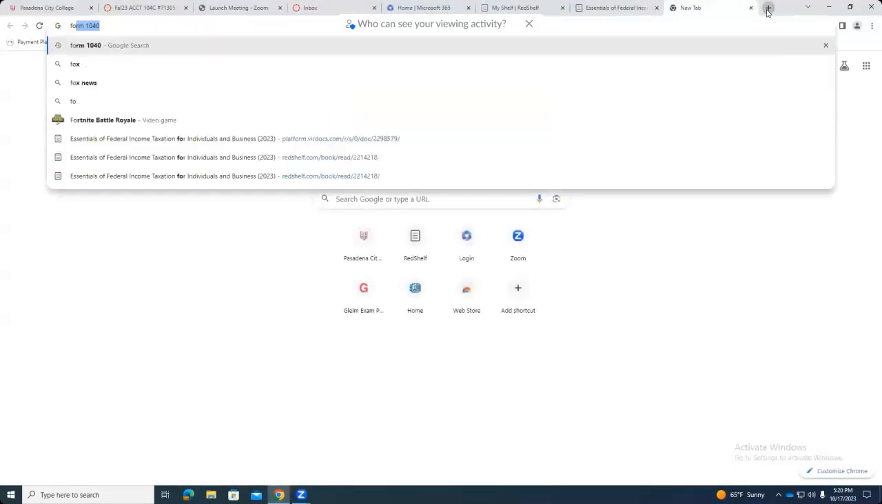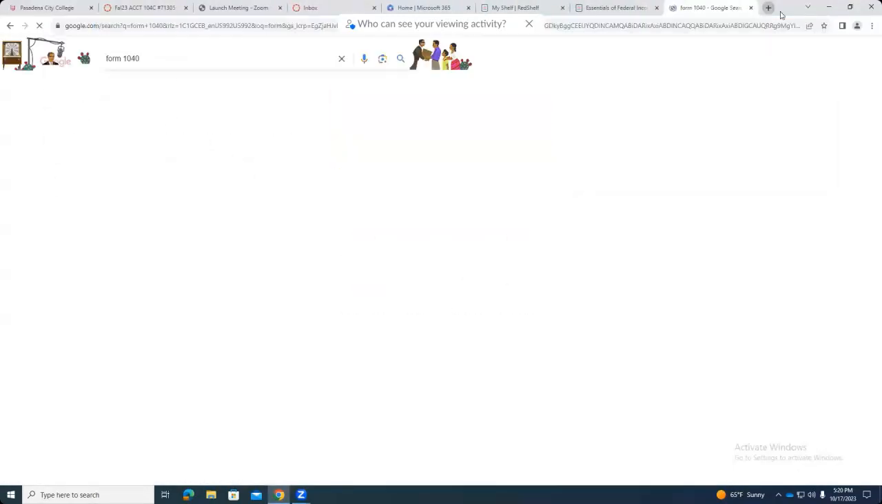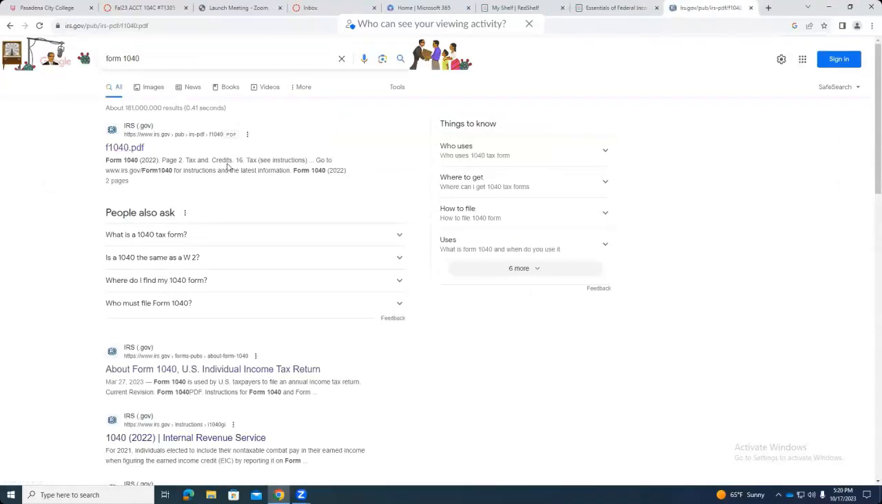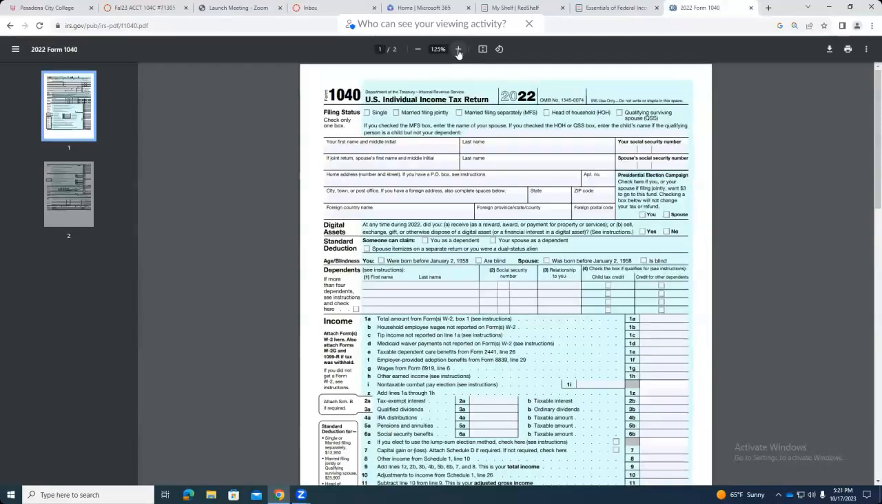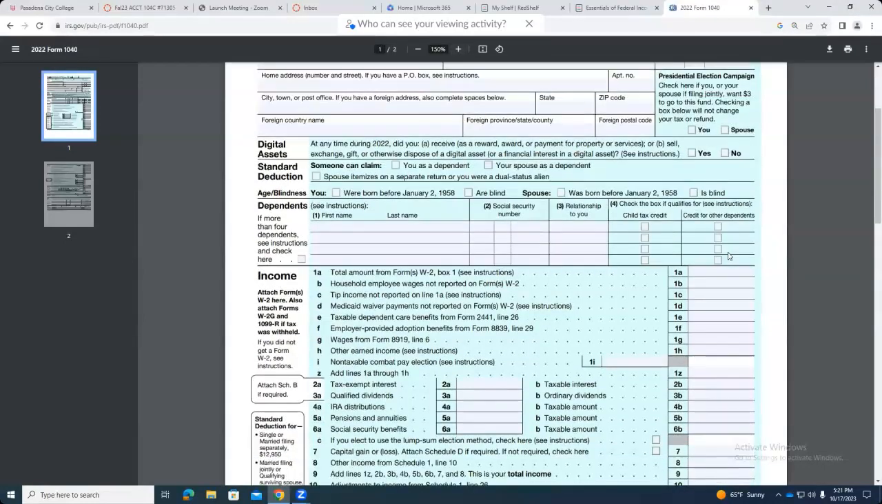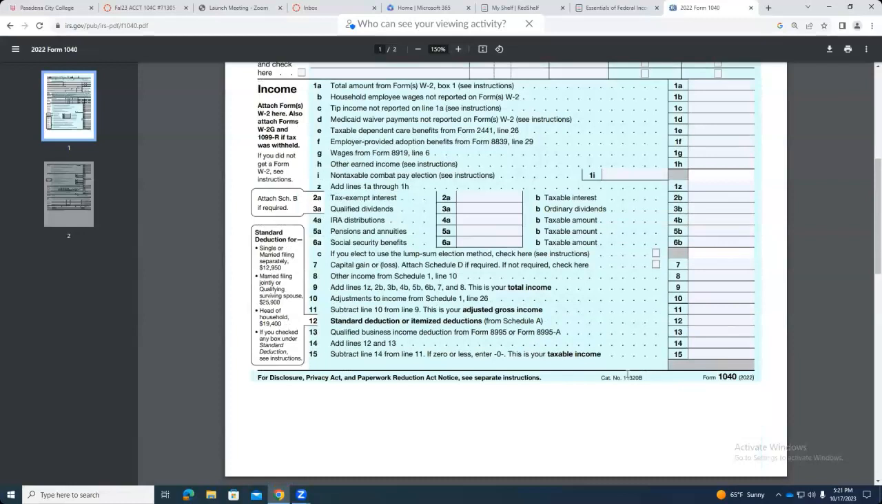1040. So let me see if I can find a full 1040 for you. Here is the page 1040, the first page. And if you look at the bottom, you see line 13, qualified business income deduction. That is 20% of the income as a form of deduction from your income. That is a help to sole proprietors.